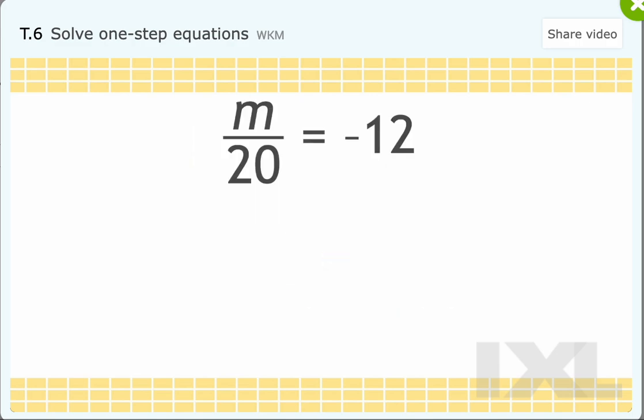Do you know how to solve for m in this equation? Since m is being divided by 20, we'll need to use the inverse operation and multiply both sides of the equation by 20 to isolate the variable.